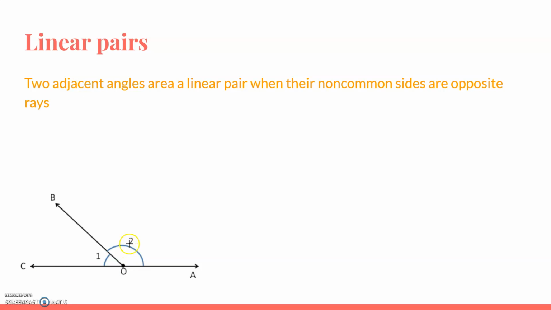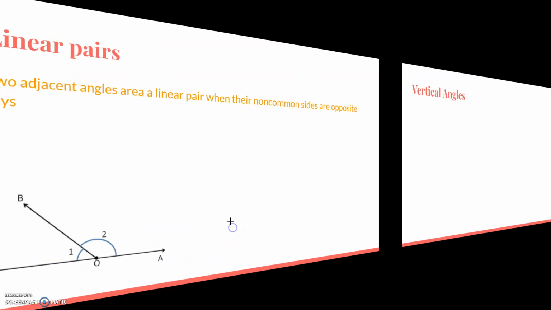So you're going to be able to identify linear pairs because they form a straight angle. They're both going to sum up to 180 degrees, and they're going to look like a straight angle. So you should easily be able to identify linear pairs.